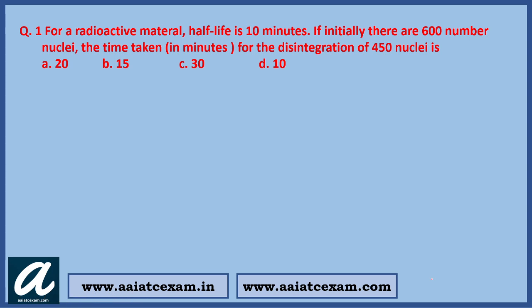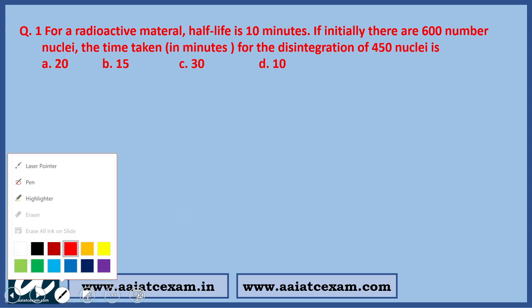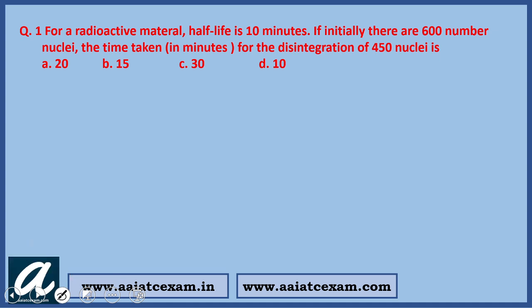The very first numerical is, for a radioactive material, half-life is 10 minutes. If initially there are 600 nuclei, the time taken in minutes for the disintegration of 450 nuclei is, you have to calculate how much time it will take to disintegrate 450 nuclei. Initially it is given that the original concentration of the nuclei is equal to 600. This is the number of nuclei present initially.